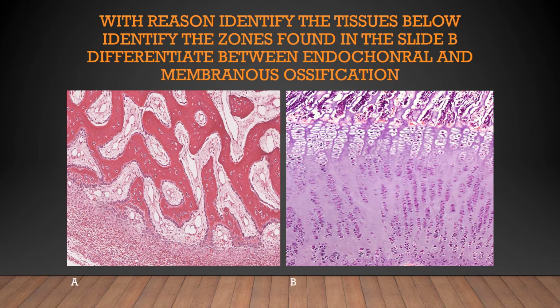So the difference between endochondral and membranous ossification is that endochondral ossification involves development of bone from cartilage, and membranous ossification involves development of bone directly from mesenchyme. So endochondral ossification is important in the development of long bones. The only long bone that develops by membranous ossification is the clavicle, and membranous ossification is important in the development of flat bones. So moving on.